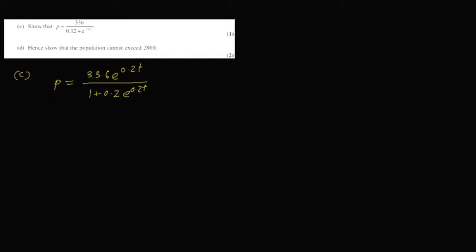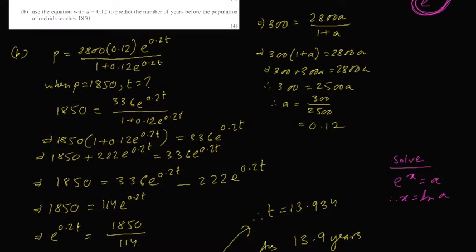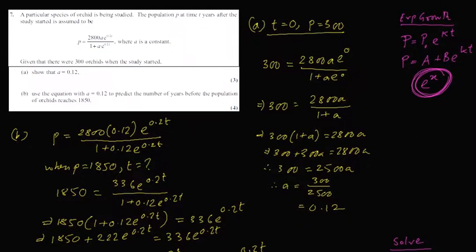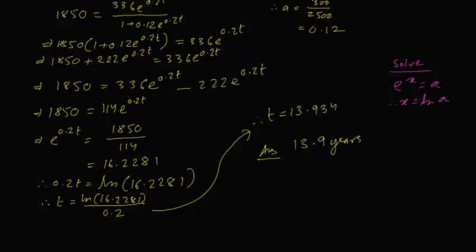So this is what happens if you put the value of a equals 0.12 in the original expression. This is what you get. Now our job is to simplify that expression into this. We have to simplify this expression into this. So what we have to do, we have to do some simple algebra.